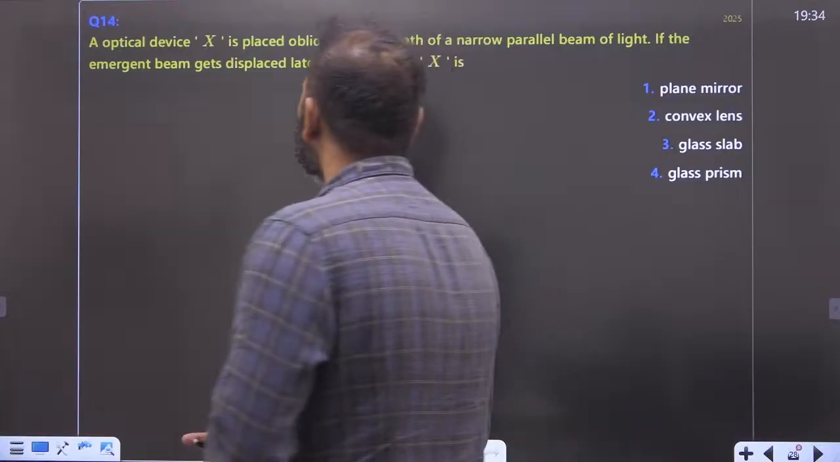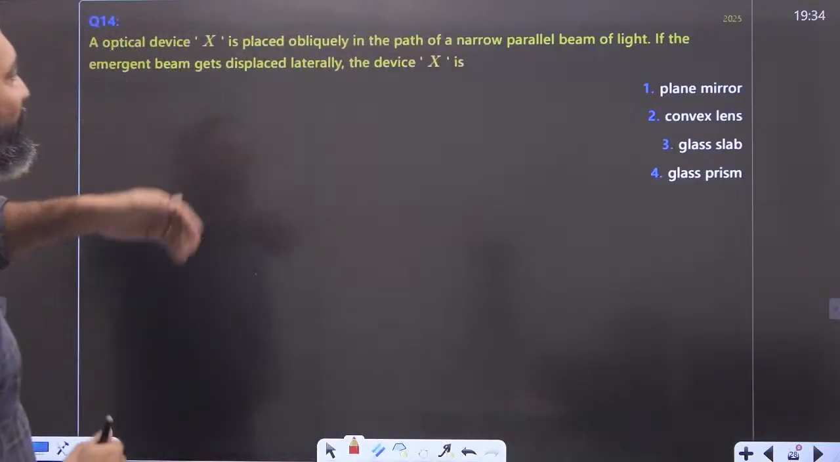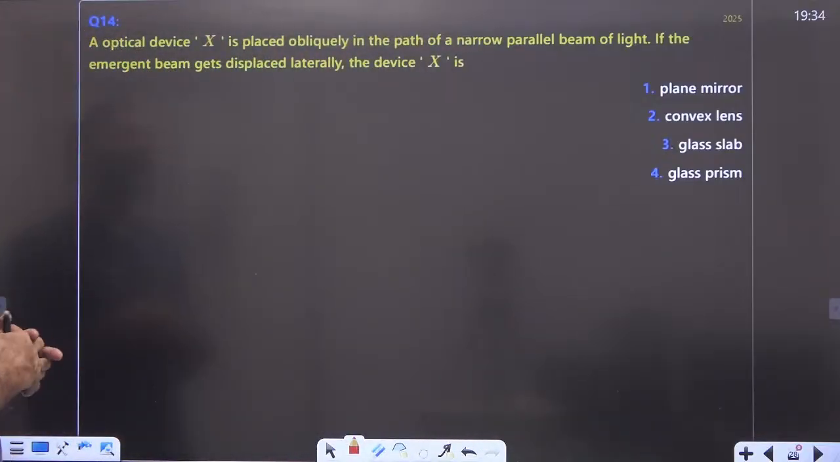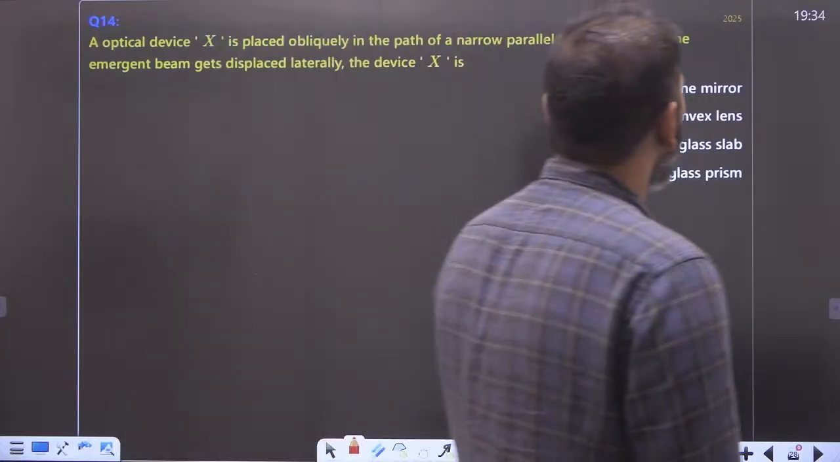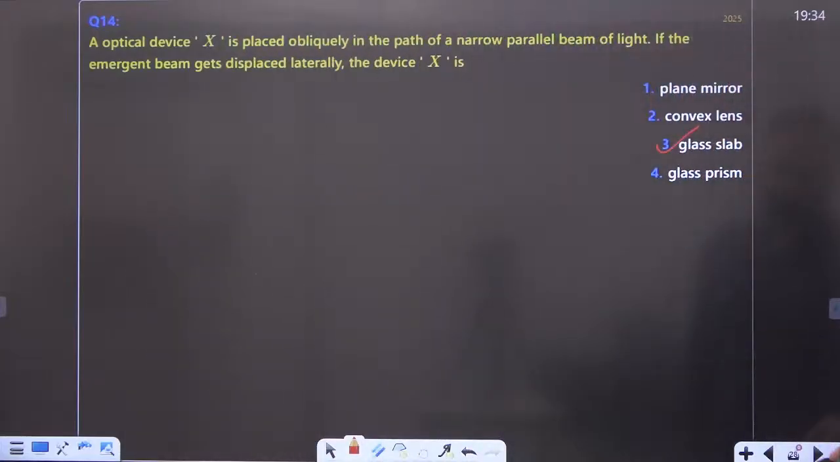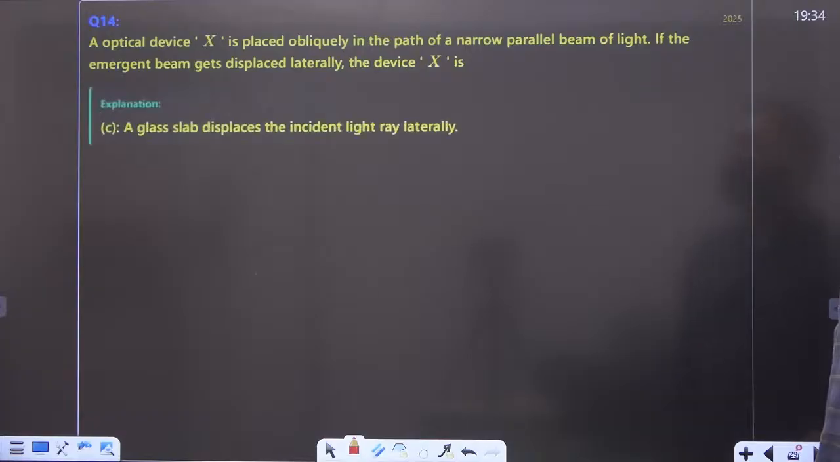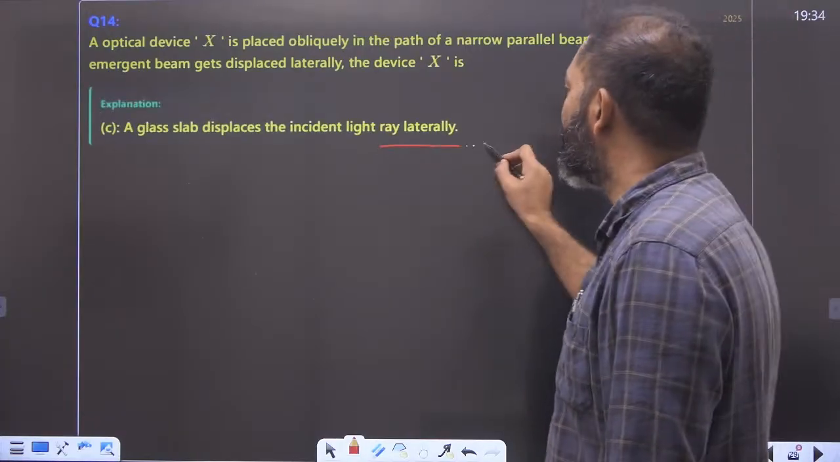An optical device X is placed obliquely, meaning at an angle, in the path of a narrow parallel beam of light. If the emergent beam gets displaced laterally, the device X is what? Glass slab. A glass slab displaces the incident light ray laterally.